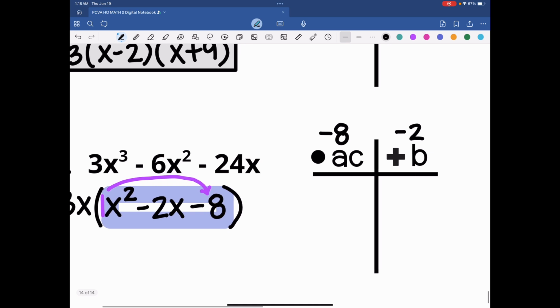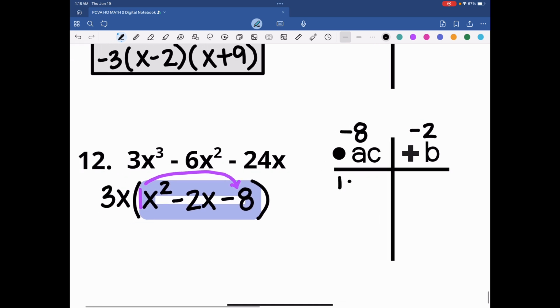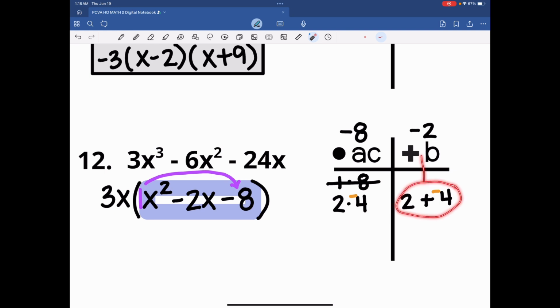So for that one, we have 1 and 8. There's no way to get 1 and 8 to work to get 2. Then we have 2 and 4. So how do we make 2 and 4 work? They're 2 apart. So I need it to be negative, so we're going to put a negative on the 4. Just check yourself. So 2 plus negative 4 does give me negative 2. 2 times negative 4 does give me negative 8.